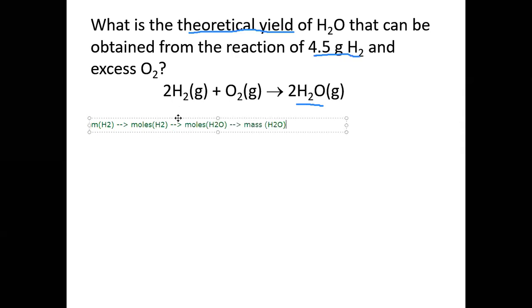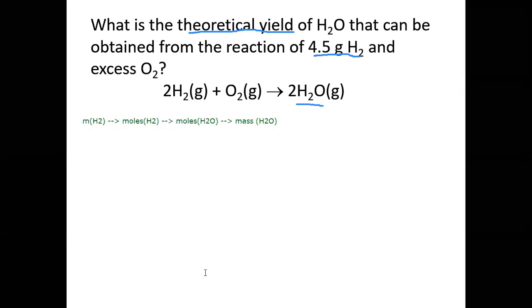So we need a few things before we can actually do this. One is we need to look at the balanced chemical equation, and we notice that there's a 2 in front of hydrogen and a 2 in front of water. What this means is that for every 2 moles of hydrogen, we produce 2 moles of H2O. So we can say 2 moles of H2 equal 2 moles of H2O. That's our equality between the reactant and the product.